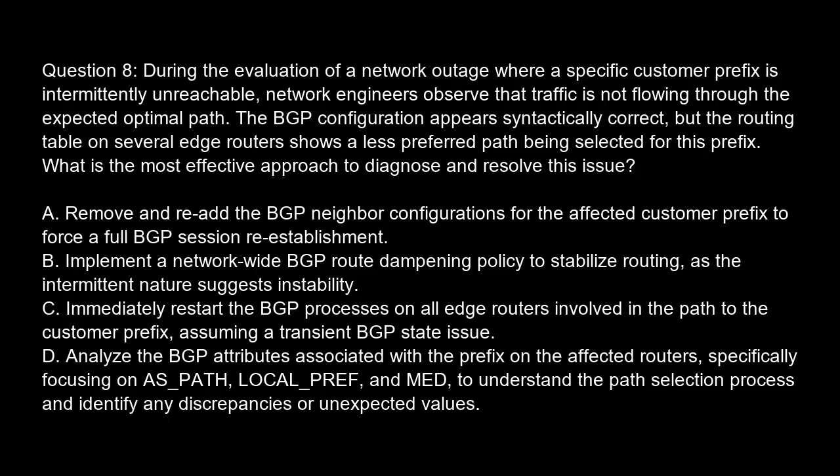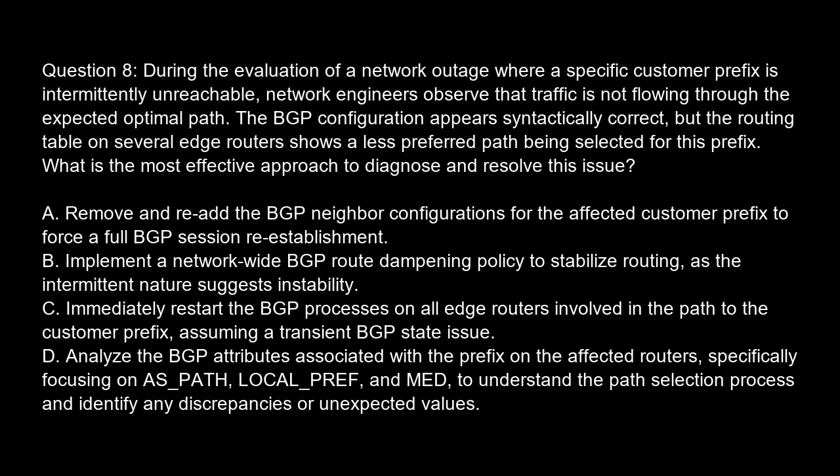Question 8. During the evaluation of a network outage where a specific customer prefix is intermittently unreachable, network engineers observe that traffic is not flowing through the expected optimal path. The BGP configuration appears syntactically correct, but the routing table on several edge routers shows a less preferred path being selected for this prefix. What is the most effective approach to diagnose and resolve this issue?